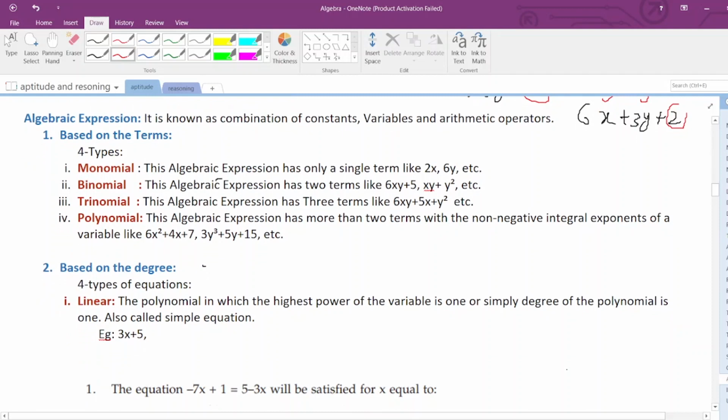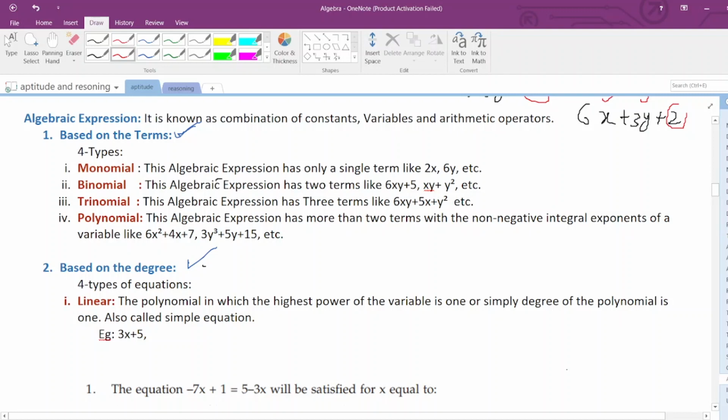So we can divide it in two ways. One is based on the terms and the second one is based on the degree. Based on the terms we can divide into four ways. One is monomial, binomial, trinomial and polynomial.